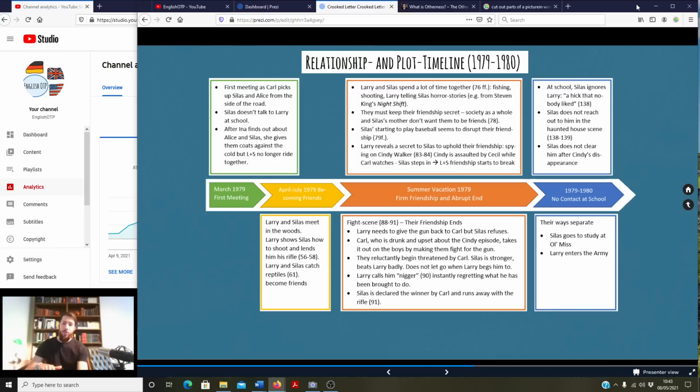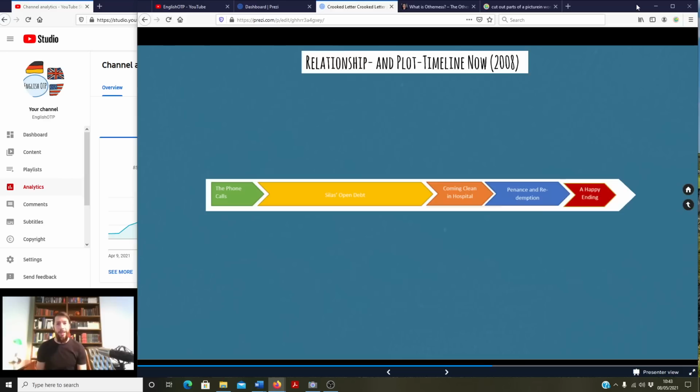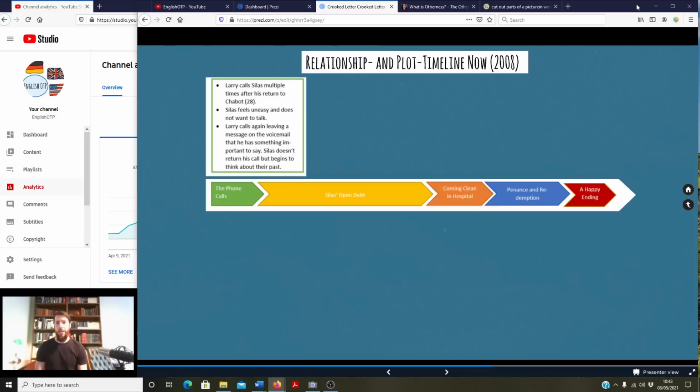And so the next part of the story is nearly 30 years later, and that is 2008. It starts with the phone calls. So phone calls, page 28. Larry calls Silas multiple times when Silas returns to Chabot, and Silas feels uneasy and doesn't want to talk, and we know why. But I'm not sure if Silas knows why at that time. So Larry calls again, and he leaves a voicemail that has something very important, but he doesn't want to say it on the voicemail. He wants to speak to Silas, but Silas doesn't return his call.